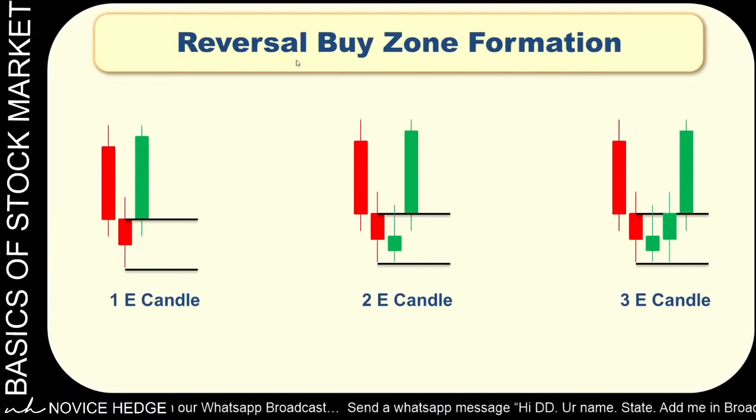Next, we have four zone formations. The first one is the reversal buy zone formation. As we defined, a red color IB candle clearly indicates that the candle is dominated by sellers, whereas the green color IB candle clearly indicates that it is dominated by the buyers. Whereas an E candle is an indecisive candle, so only transactions happen over there.